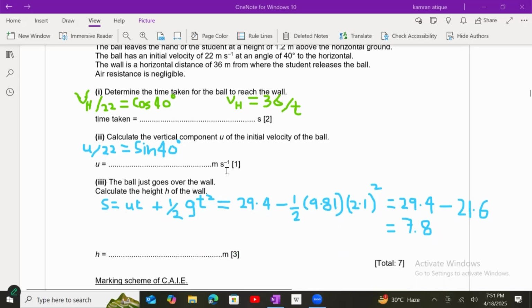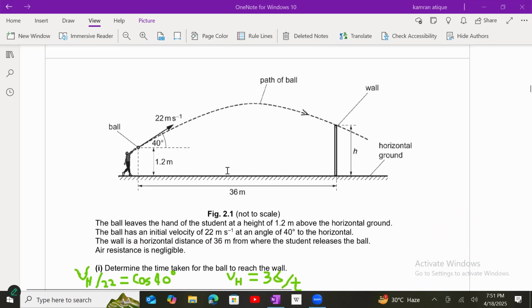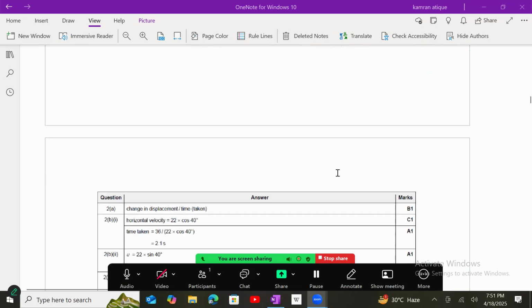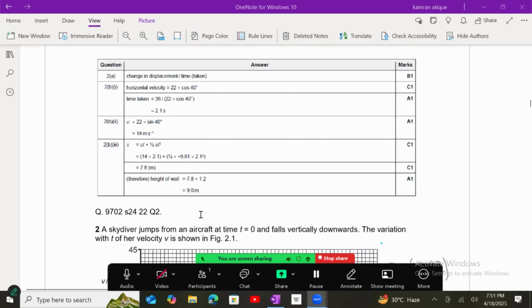How have we calculated the height equals 7.8 meters? This is the height from the point where the ball is released to the top of the wall. So if we want to calculate the total height of the wall, then we have to add 1.2 meters to it. So 1.2 meters plus 7.8 meters will be the total height of the wall, which is required here. And in this way, we conclude our answer equals 9.0 meters.